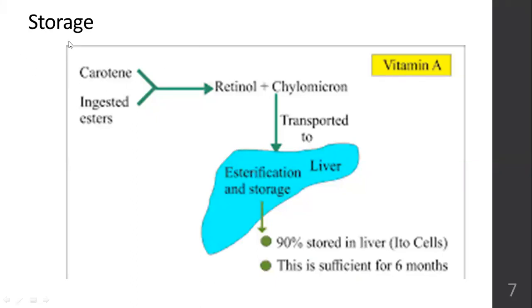So again, you can see here, carotene or retinyl esters will go into the chylomicron, or retinol can also go into the chylomicron. The chylomicron will leave the intestine, enter the blood circulation, and through blood circulation it will reach the liver.